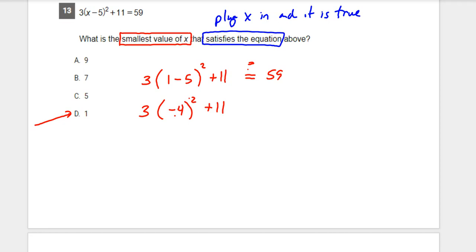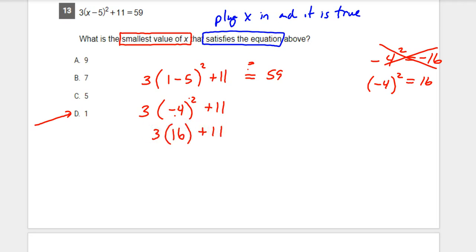This is not the calculator section, but if it was, a lot of kids punch it in like this, and their calculator says negative 16. You can't do that. You have to put parentheses around this. It really means negative 4 times negative 4, which is positive 16. But this isn't the calculator section, so you got to be able to know that in your head. So this is 16 times 3 plus 11, which does come out to be 48 plus 11. Correct answer is 59. The answer is 1.